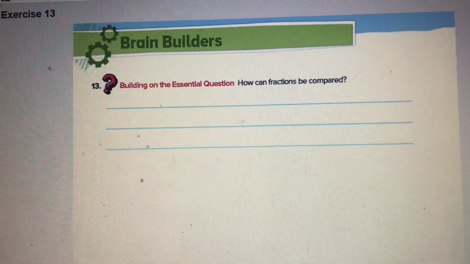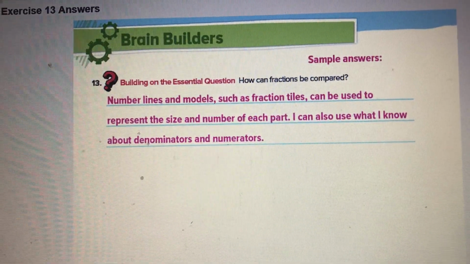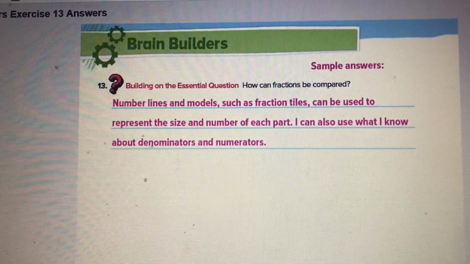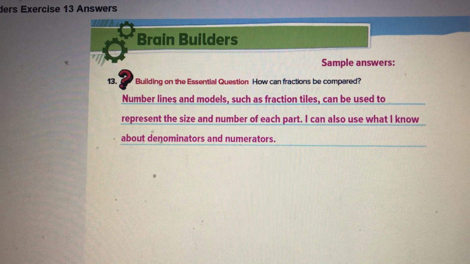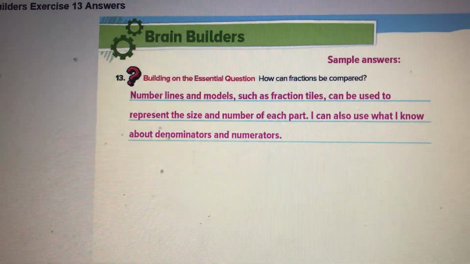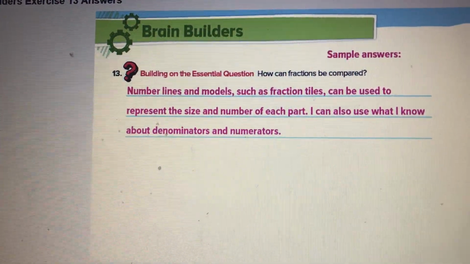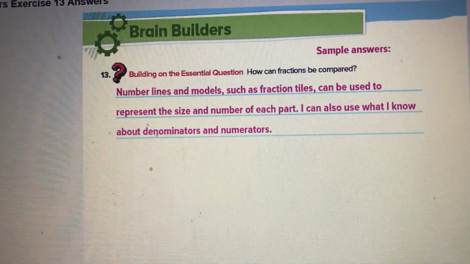Okay, and how can fractions be compared? It's long, I know. Pause the video here and write it, but number lines, models, fraction tiles can be used to represent the number of each part. You can also use what you know about denominators and numerators too. Okay, pause the video.